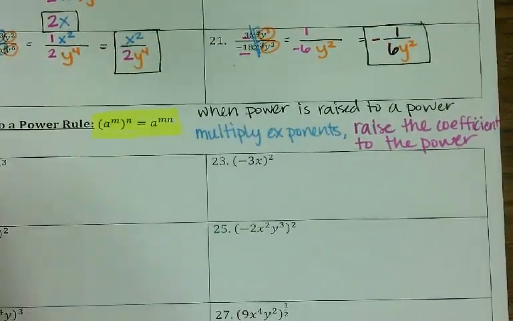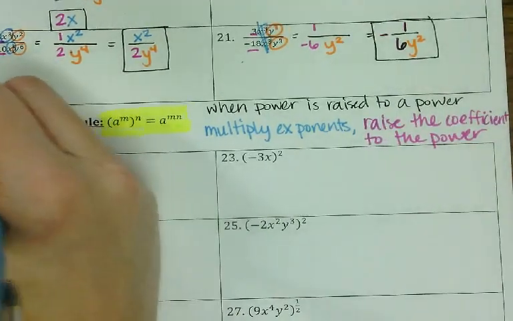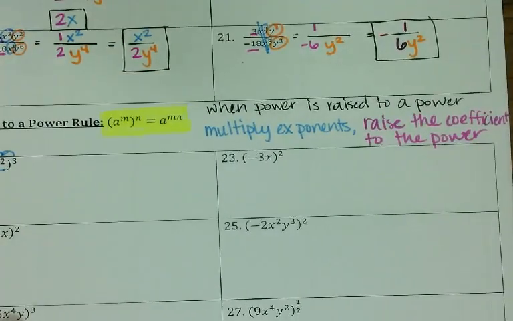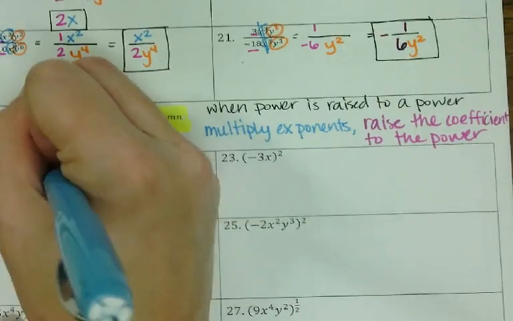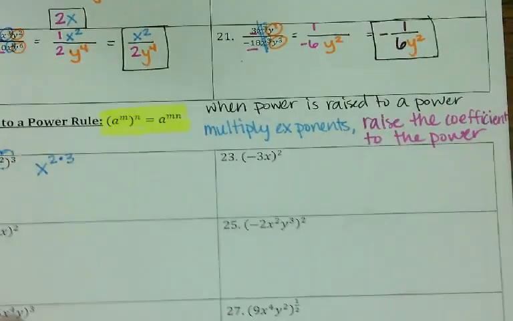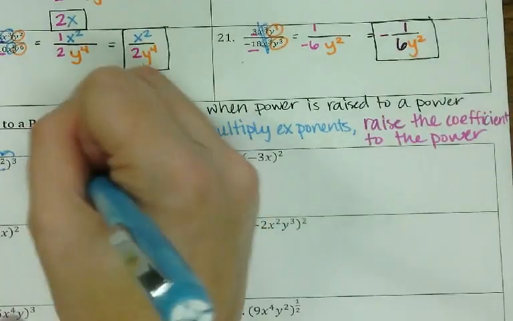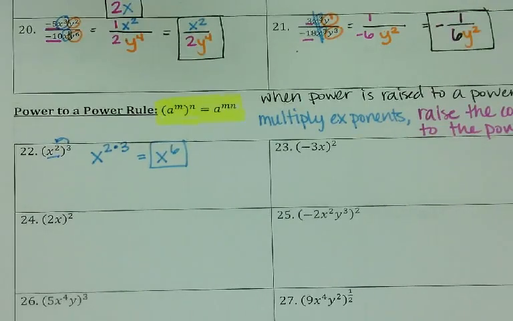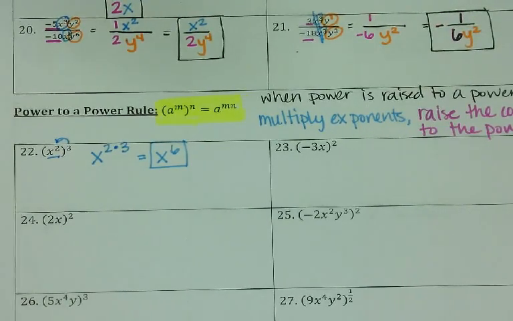So let's take a look at this one right here. This one would be nice and simple. We have our x squared, and we are raising it to the third power. So what we are going to do is x to the 2 times 3. And for this one, this becomes x to the 6th. And I guarantee you a wrong answer would be x to the 5th. They would be counting on you to apply the wrong rule. So you want to make sure that you apply the correct rule here.